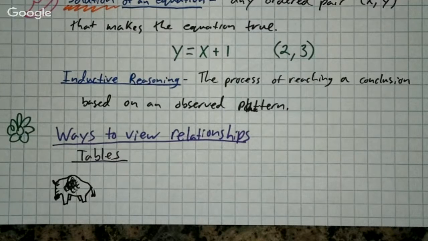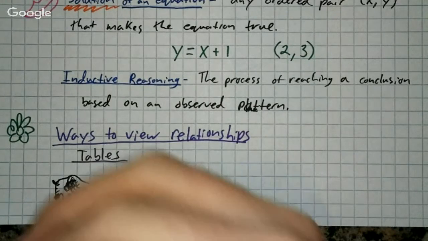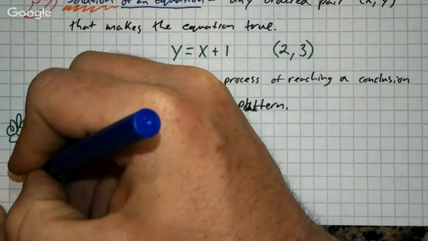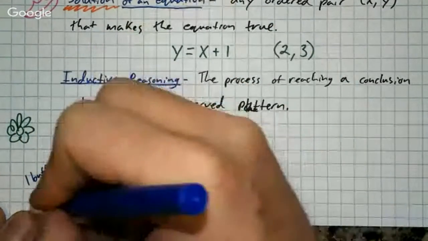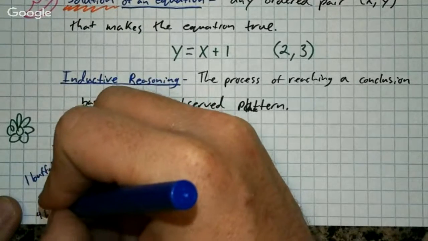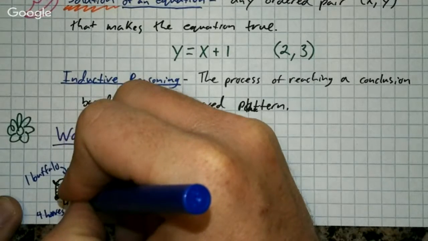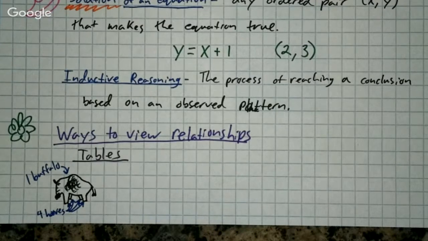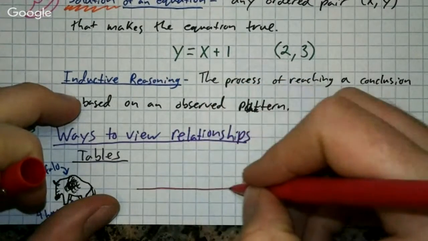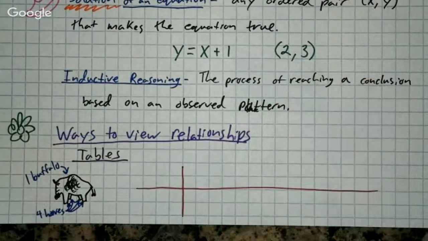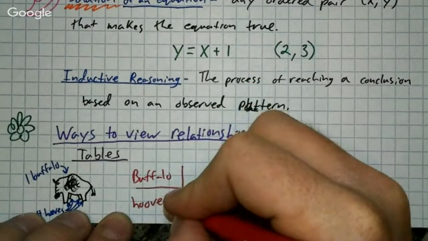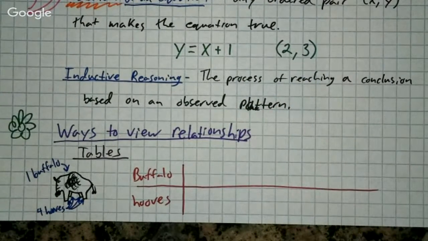Okay, so we have one buffalo right there. But on each of these buffaloes, we have 4 hooves. 2, 3, 4. 4 hooves right there. So we can put this relationship into a table. Let's draw out a little table. Up here, I'm going to put buffalo, and down here, hooves. Doesn't really matter which one you put where, just matters that you have it there.